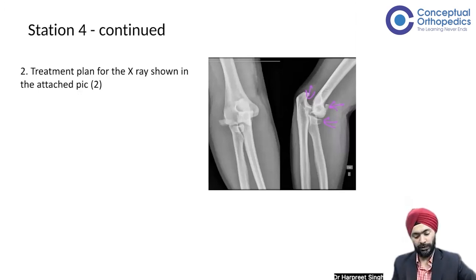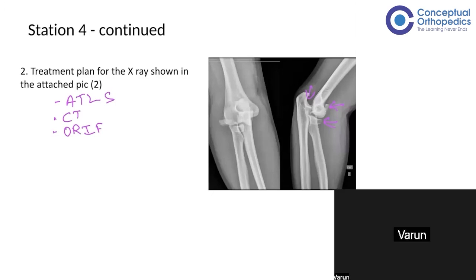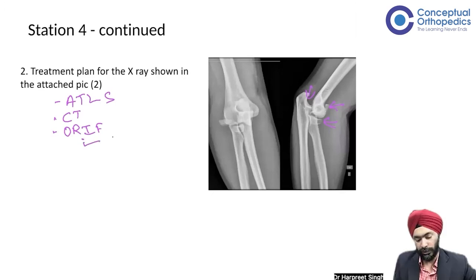Okay, so I'll go one by one. We'll just write down what all you said. ATLS protocol, patient is stable. We get a CT scan done, assess everything. Then we do open reduction. And what all do you want to do in open reduction and fixation?